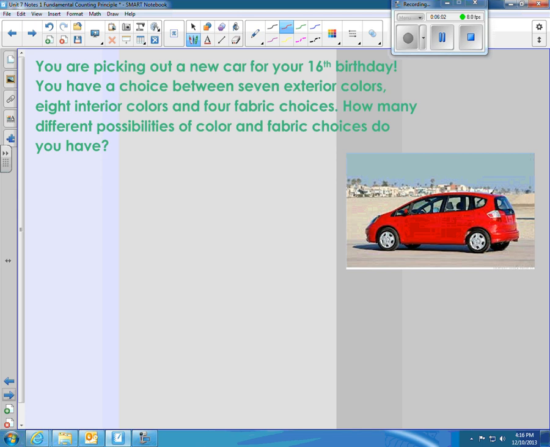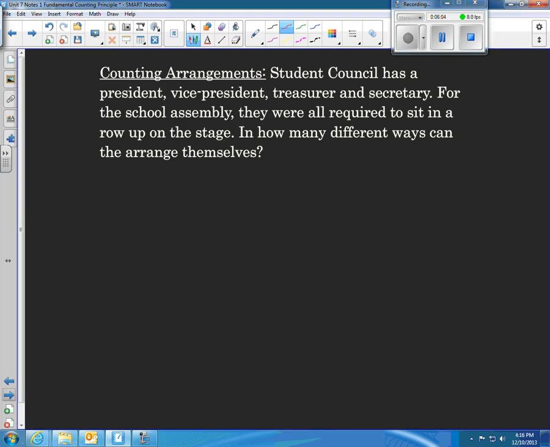All right, so let's talk about counting arrangements. This is slightly different. Student council has a president, a vice president, a treasurer, and a secretary. For a school assembly, they're all required to sit in a row upon stage. In how many different ways can they arrange themselves? So here, we are now talking about an arrangement. With the counting principle, in the last few problems we've looked at, we had choices. We can choose from different things. Here, we also have choices, but they need to be in a specific order.